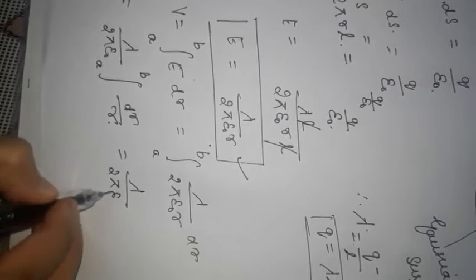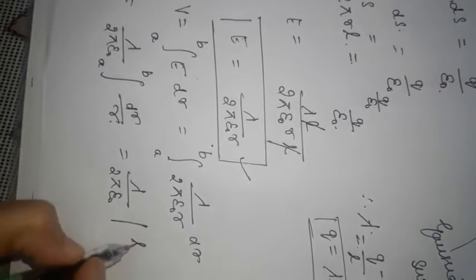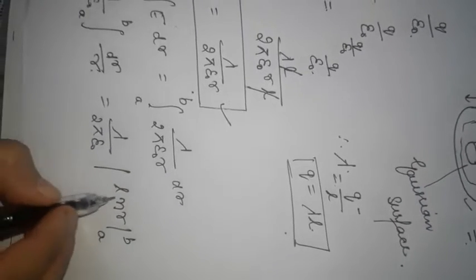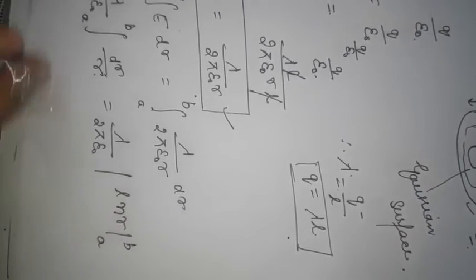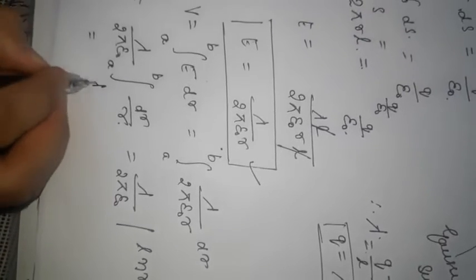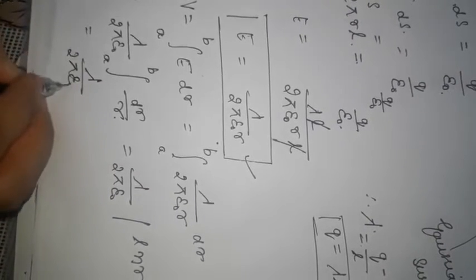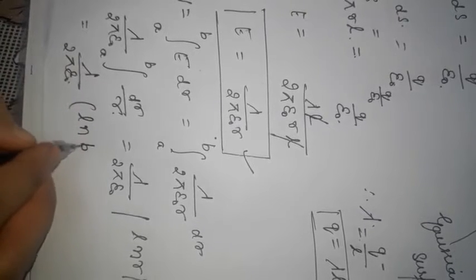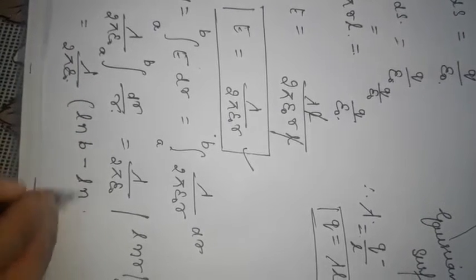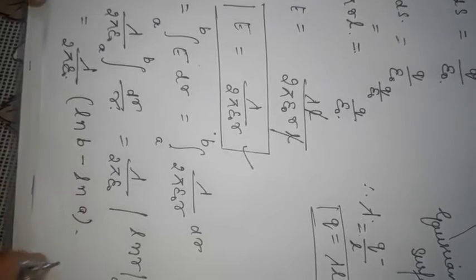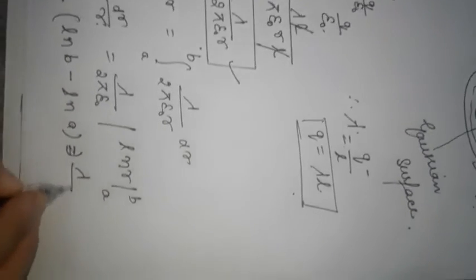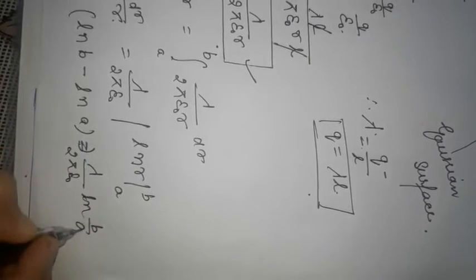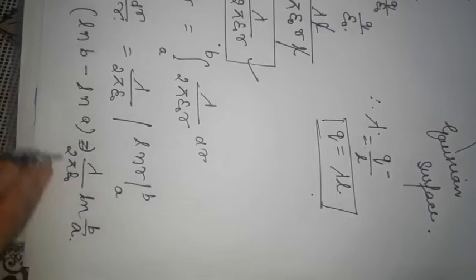Mathematically, we can write this as ln r with limits a to b. Here ln is the natural log. So lambda over 2 pi epsilon naught, we put the limits here, ln b minus ln a, or V equals lambda over 2 pi epsilon naught ln b over a. We can write this.